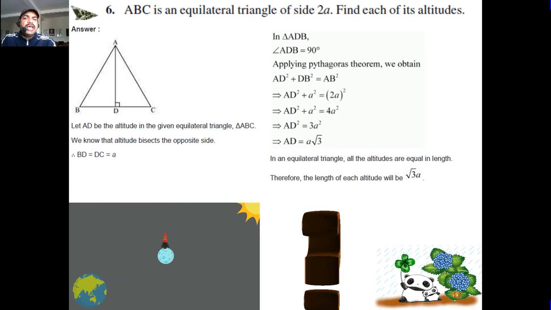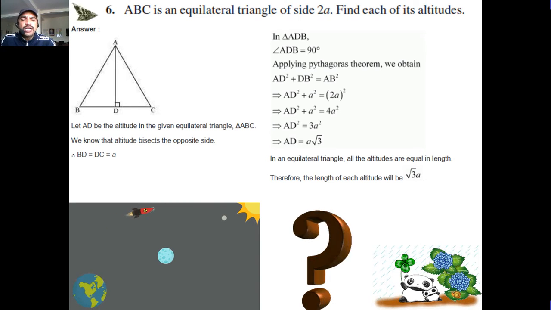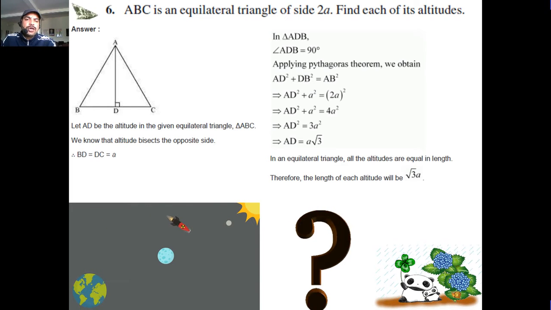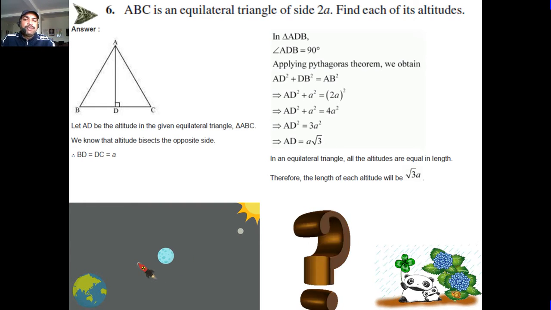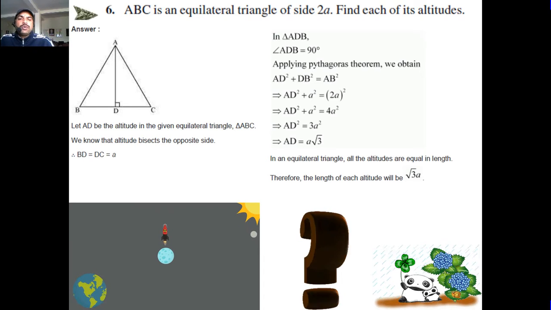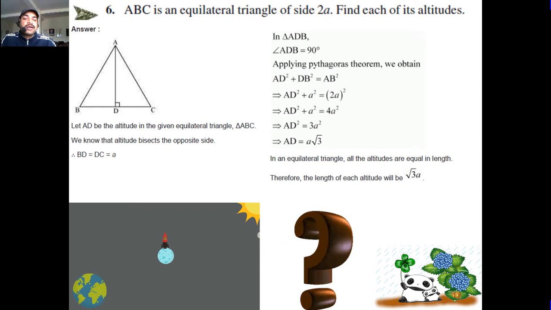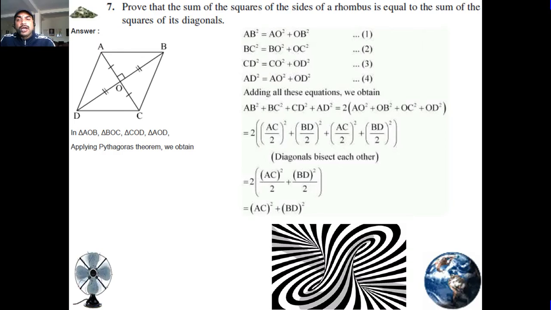In triangle ADB, angle D is 90. Applying the Pythagoras theorem, we obtain AD square plus DB square is equal to AB square. AD square plus a square is equal to (2a) whole square. AD square is equal to 4a square minus a square. AD square is equal to 3a square. AD equal to a root 3. In an equilateral triangle, all the altitudes are of equal length. Therefore, the length of each altitude will be root 3 a.